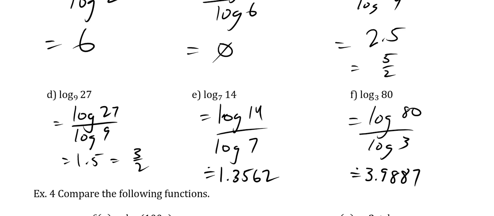Doesn't that make sense? Remind us what we're actually doing here. We start using formulas, we forget what we're doing. 3 to what exponent would give me 80? Well, almost 4, really close to 4, just under 4, right?